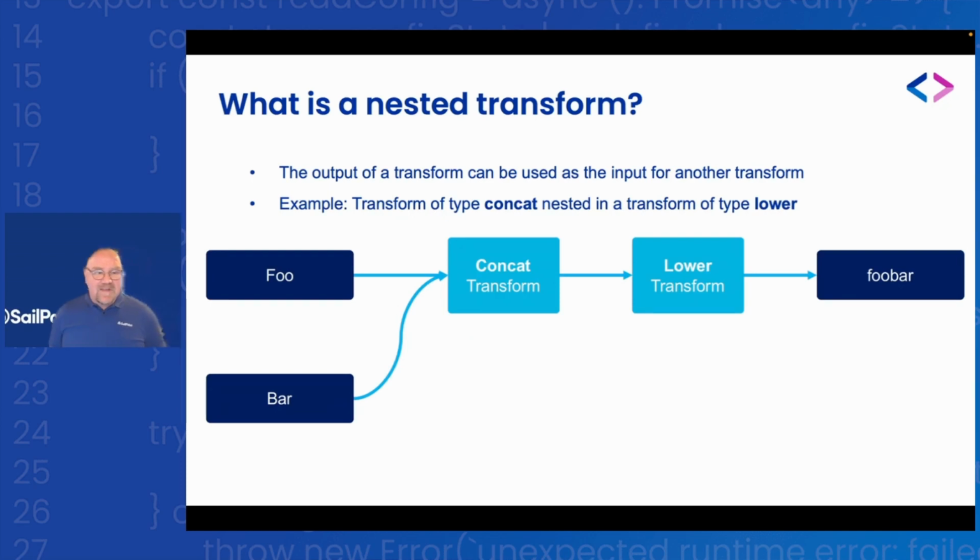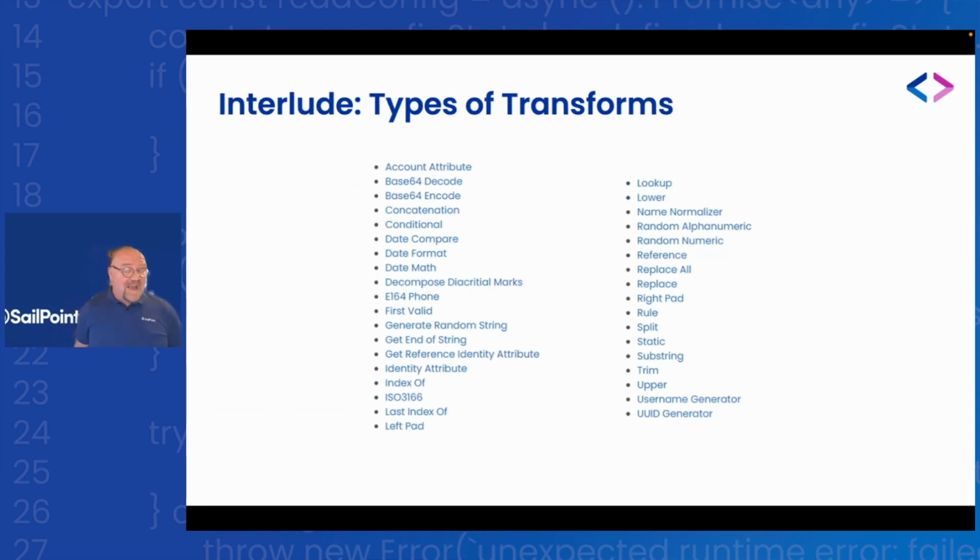So one of the things is, I mentioned before that a transform can have multiple values being pushed into it. You can also use the output result of one transform as an input for another. So here we're concatenating foo and bar again, and then we're applying a lower transform, and that will give us foo bar as a final string in lowercase. If you think about that, you can nest any one of these transforms together in multiple nesting transforms, and you can get some pretty powerful combinations.